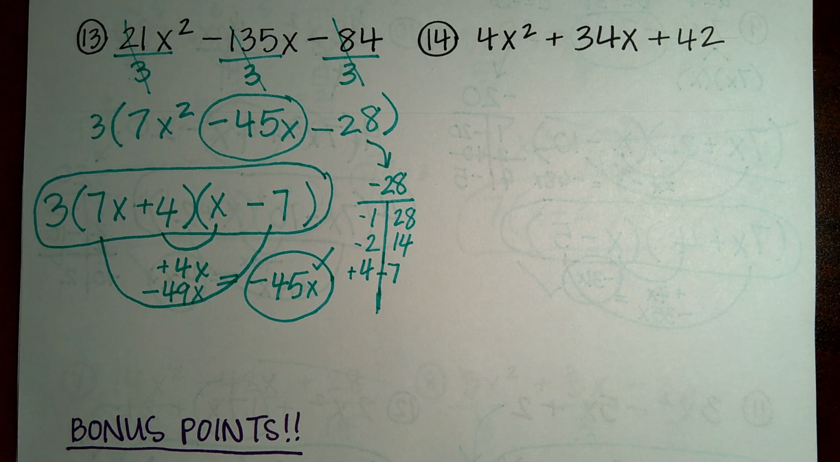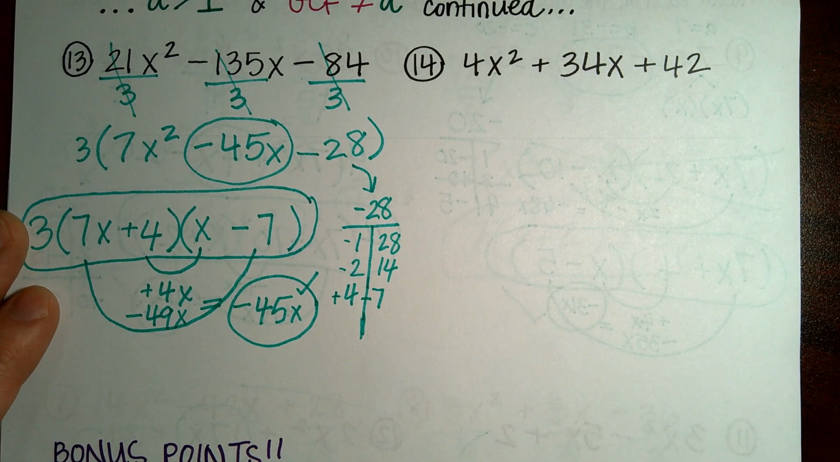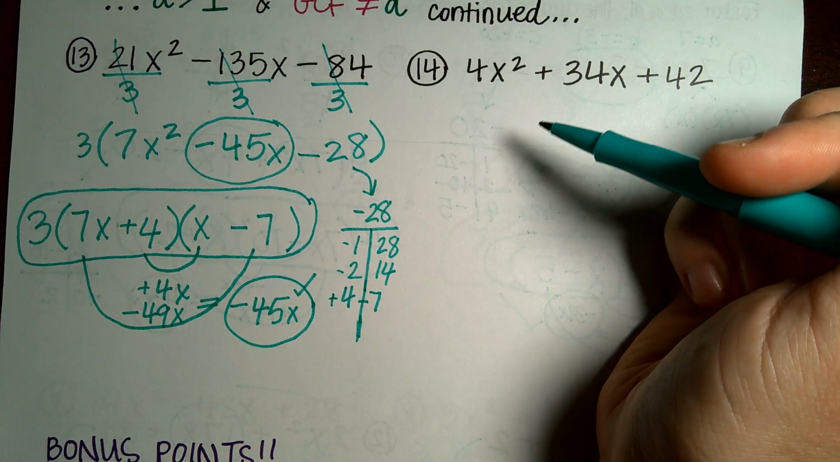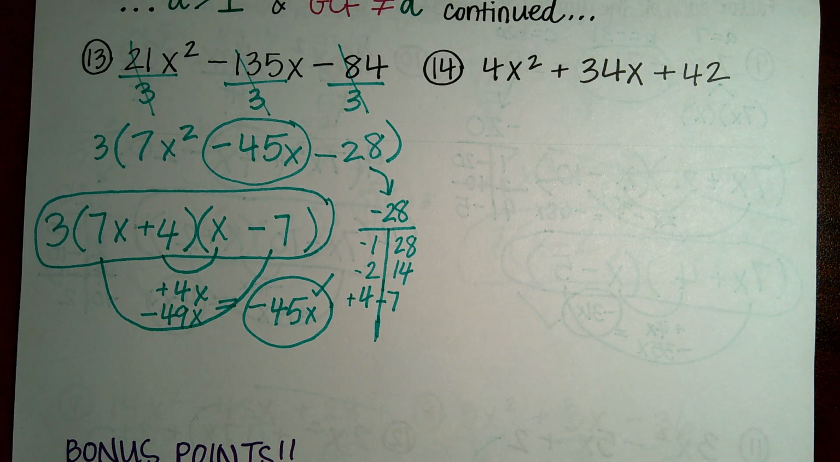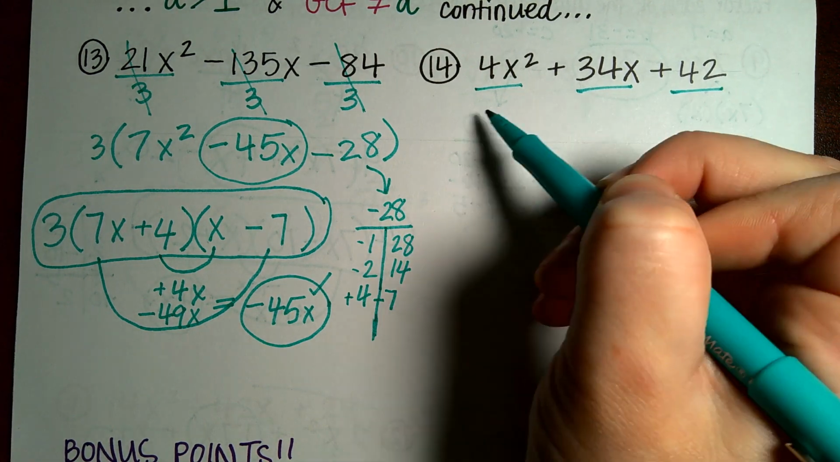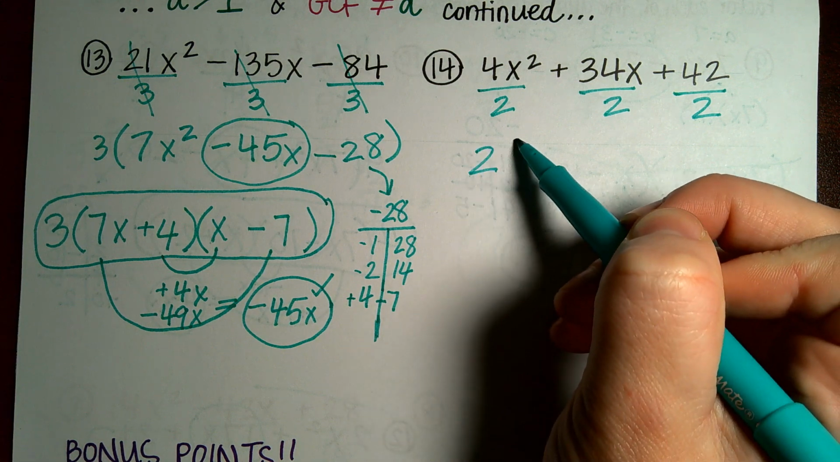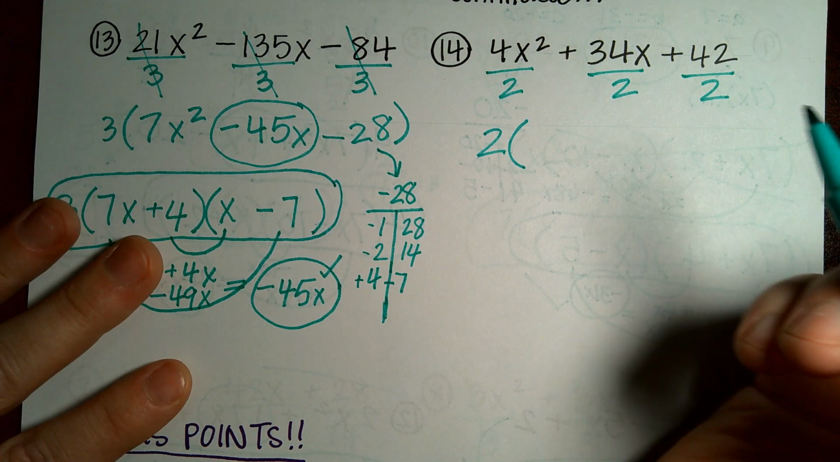Okay, guys, let's look at number 14. This is the last graded question. The rest are bonus, so they're optional. So we've got 4x squared plus 34x plus 42. Is there a greatest common factor? Yes, 2. All right, let's divide by 2. Y'all know how I love to say two. So 2 goes on the outside of our parentheses.